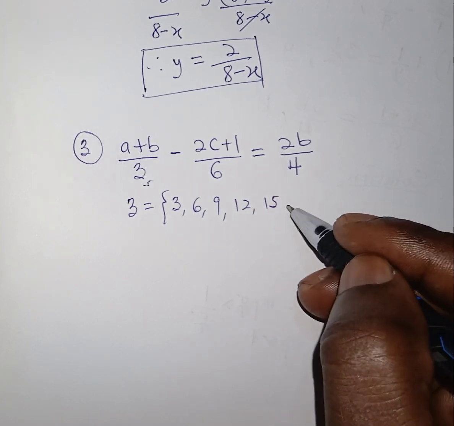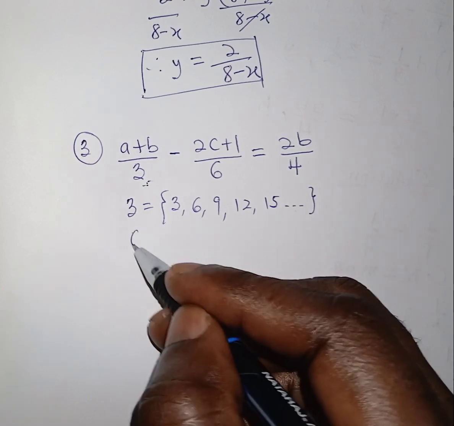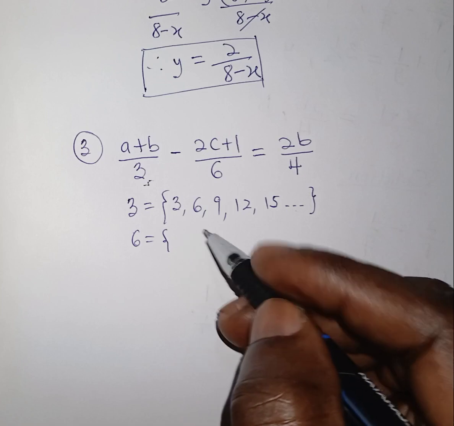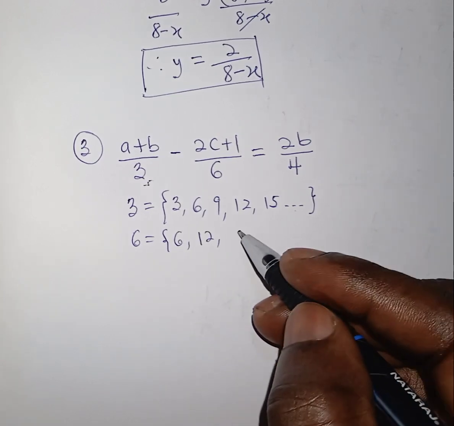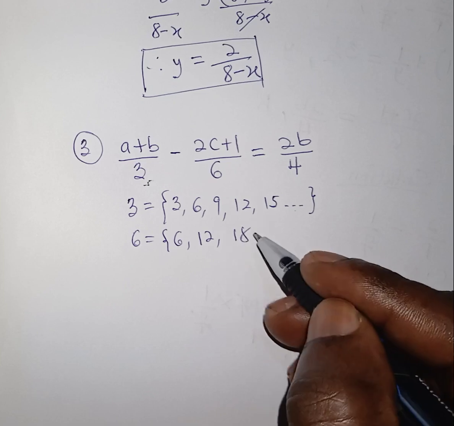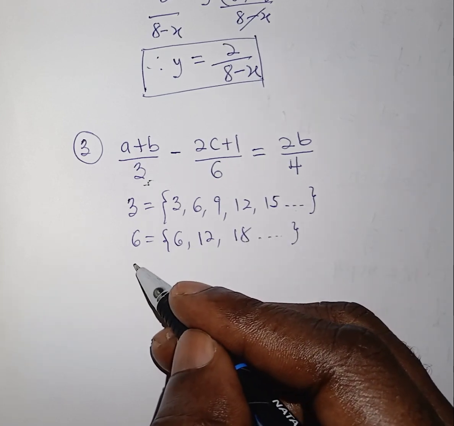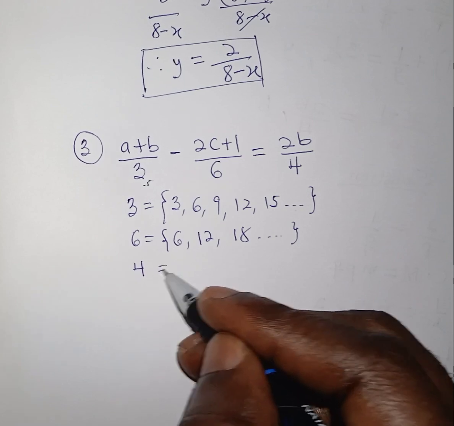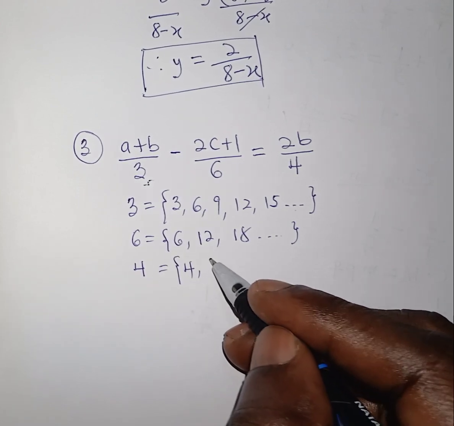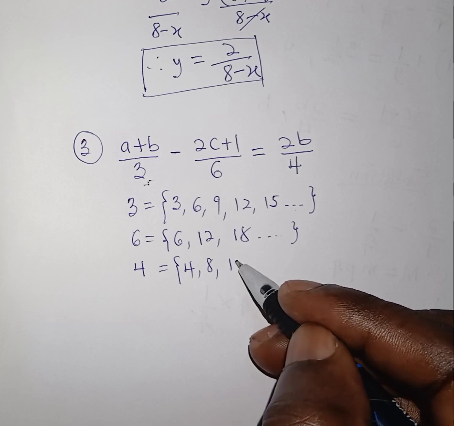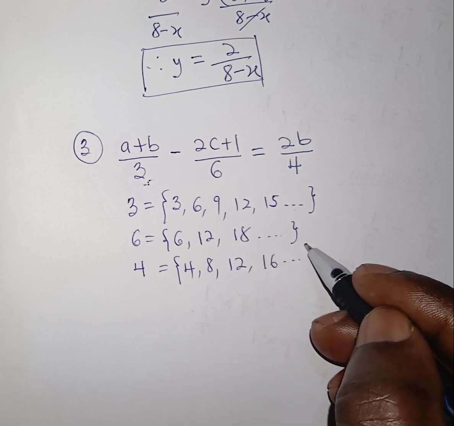15 to infinity. Then multiples of 6, we have 6, we have 12, we have 18, and to infinity. Now multiples of 4, so we have 4, we have 8, we have what? 12, we have 16 to infinity.